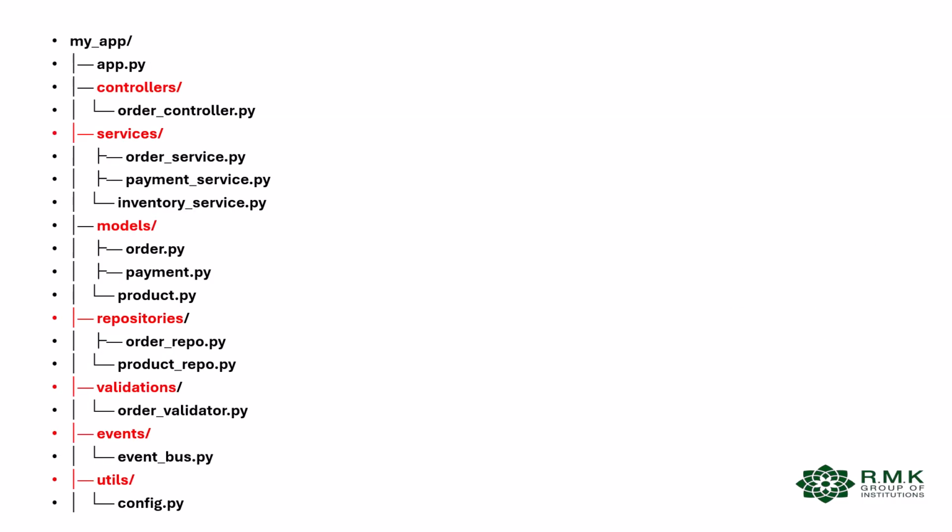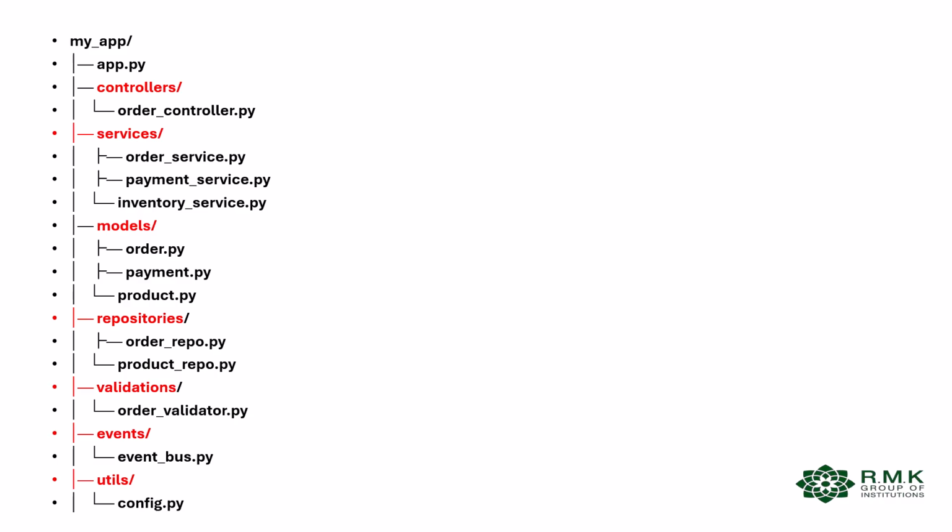Let us take an example. I created a project called my app, where I maintain different packages. The main file is app.py under Python programming. The first module is the controller module, in which I created a program called order controller. The next is the service module, where I maintain the files for order service, payment service and inventory service. Next are the models, where I have order, payment and product.